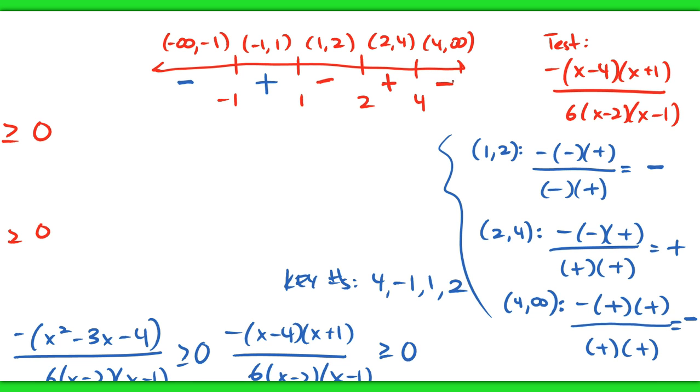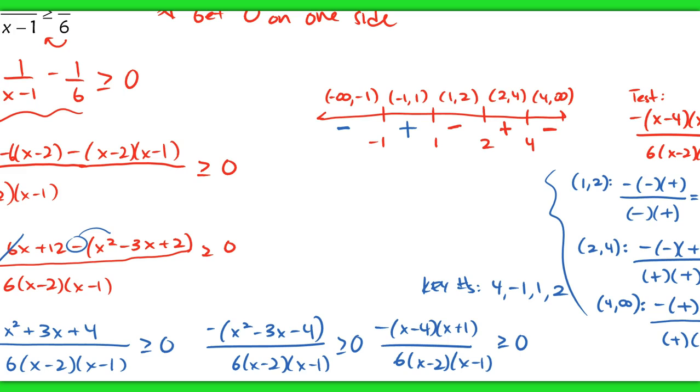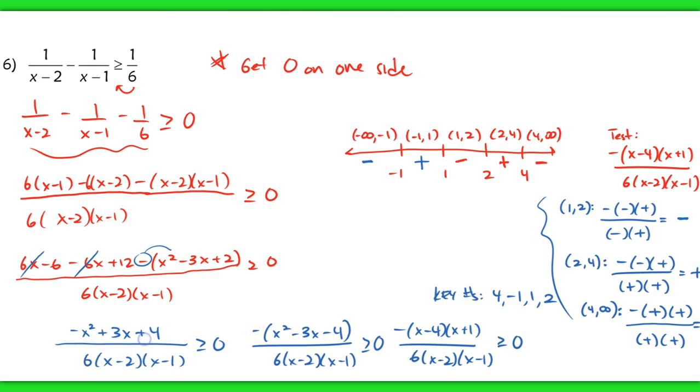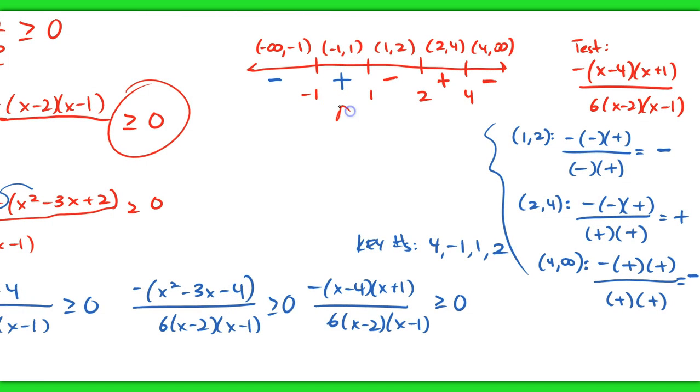Okay, now the original inequality here asked me for when it was greater than or equal to 0, right? After we rewrote that, so greater than or equal to 0. So we're looking for where our intervals will be positive, and that's within here, from negative 1 to 1 and from 2 to 4. So now let's talk about how to write this as a solution.